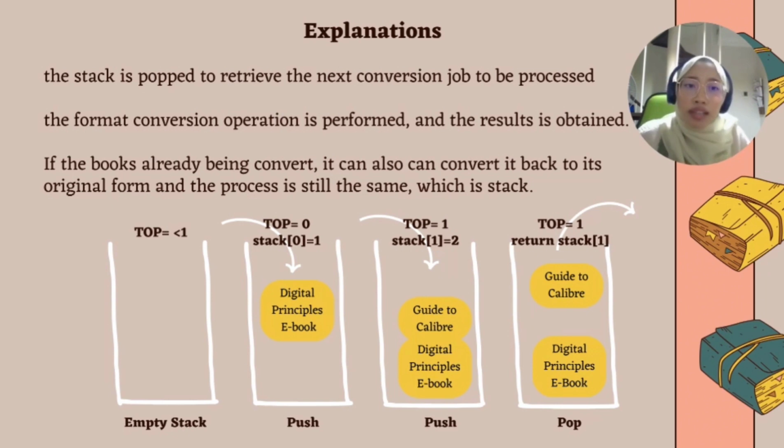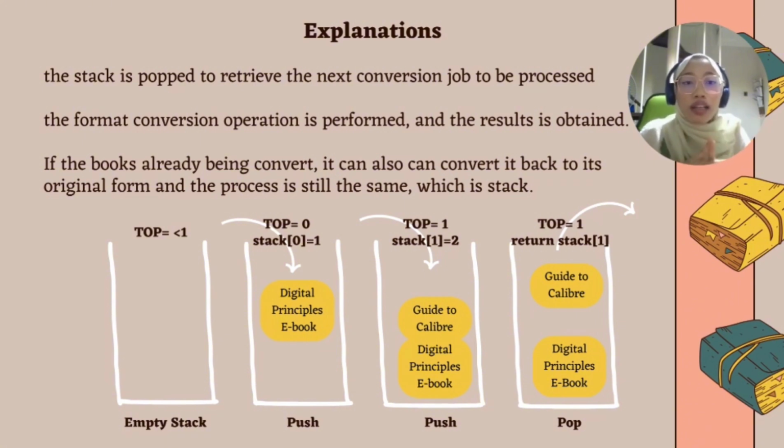Okay, so I will explain the diagram here, how the jobs work. It begins with the empty stack. The top is 0 or less than 1 in this case. So we push one job here, which is we want to convert the digital principal ebook. So we will push the digital principal ebook into this empty stack. So the top will be 0. Stack is 0, but it's equal to 1 because we have one job here.